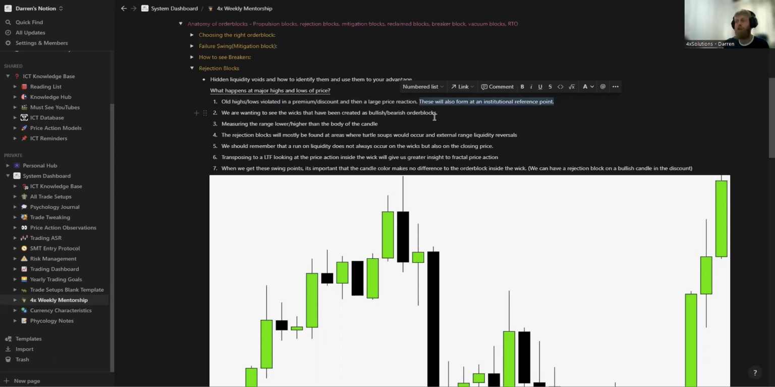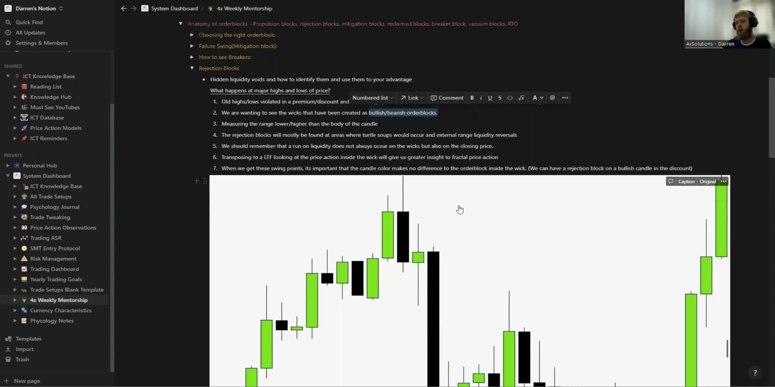So if you've got an institutional reference point on a daily or a weekly marked up and you're anticipating price to come in there to buy or to sell, look on your lower time frames, 4 hour, 1 hour, for those rejection blocks to occur at that PDA. We want to see the wicks that have been created as bullish and bearish order blocks. That's exactly what I just said.